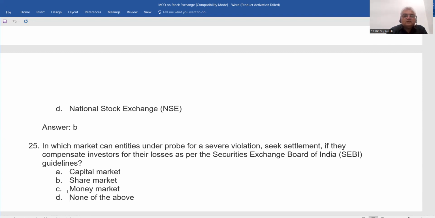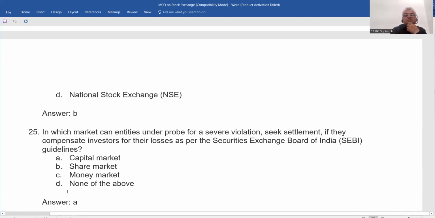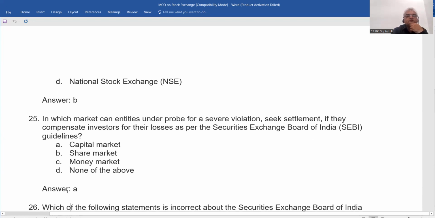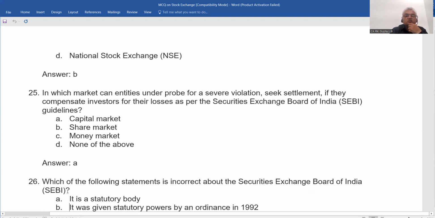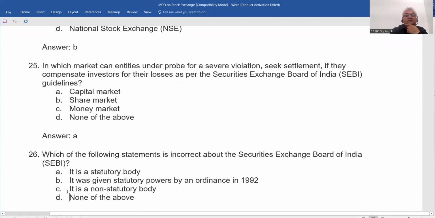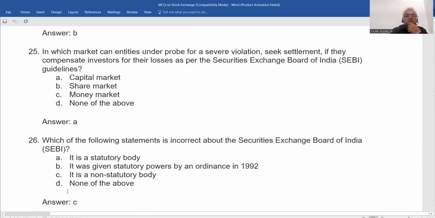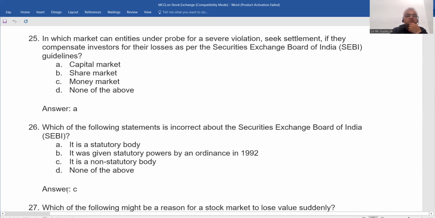सेटलमेंट कौन से में होगा, कहां पर सेटलमेंट, कौन सी मार्केट में सेटलमेंट होगा? कैपिटल मार्केट में. The answer is capital market. So which of the following statements is incorrect about SEBI? SEBI के बारे में ये कल भी क्वेश्चन था ना, तो it is a non-statutory body. This statement is incorrect, because it is a statutory body.